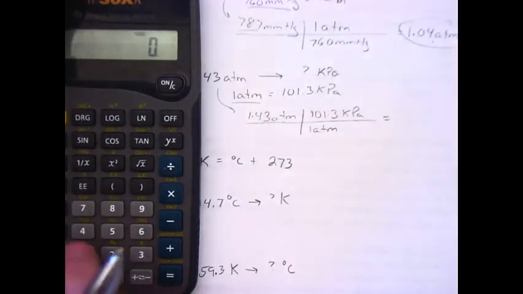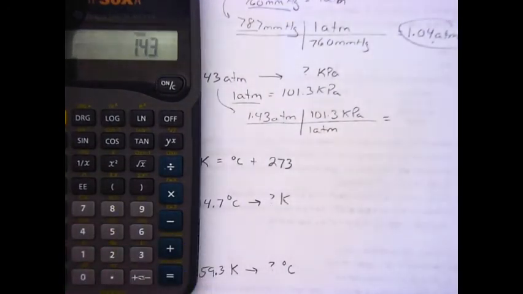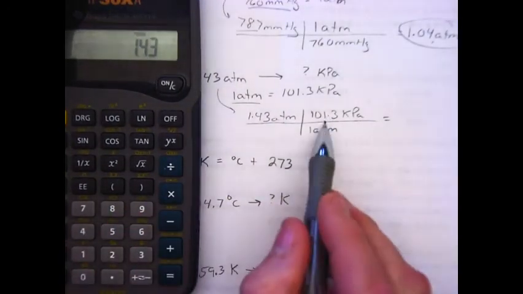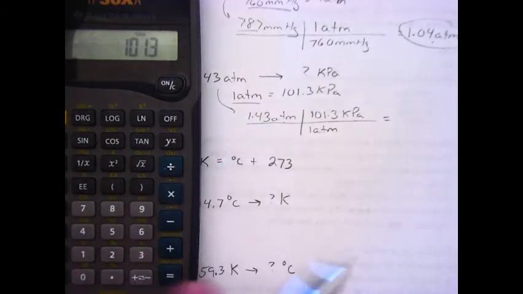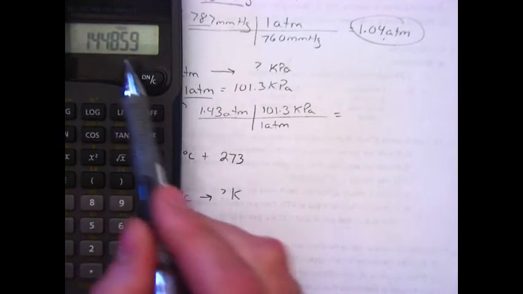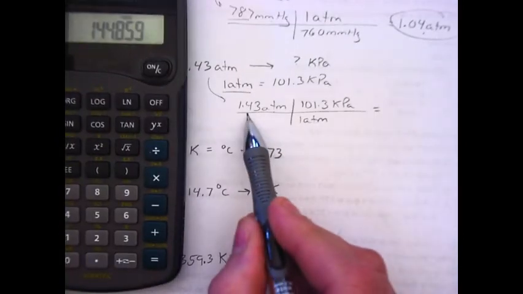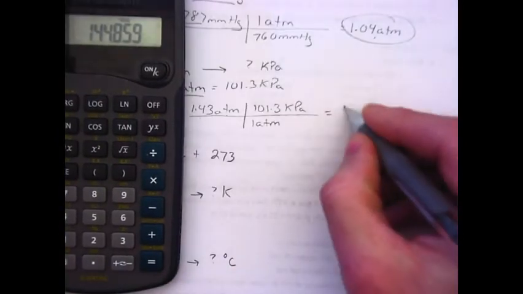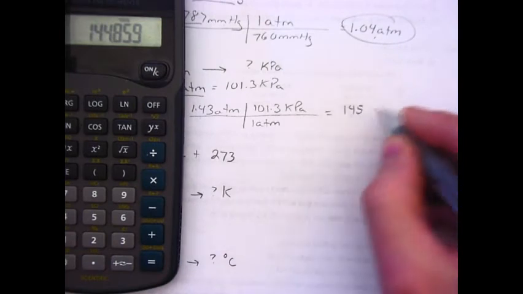On my calculator, I go 1.43 times, since it's on top, 101.3, and I get 144.8, but since there's only 3 significant figures here, I would simply write 145 kilopascals.